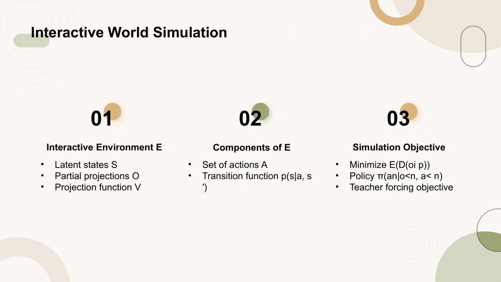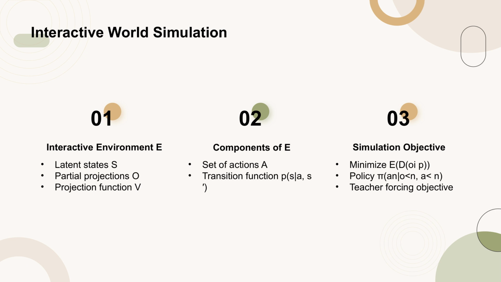The interactive environment E is defined by a space of latent states S, a space of partial projections O, and a partial projection function V mapping S to O. Additionally, E includes a set of actions A and a transition probability function P(s'|s, a) that governs state transitions given actions. For instance, in the game Doom, S represents the program's memory, O the rendered screen, V the rendering logic, A the player inputs, and P the game logic responding to these inputs.